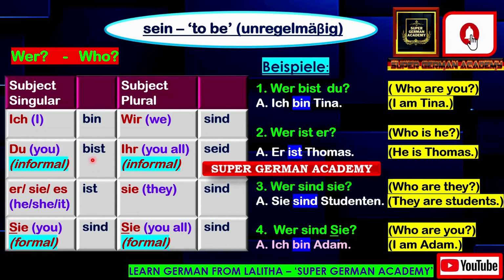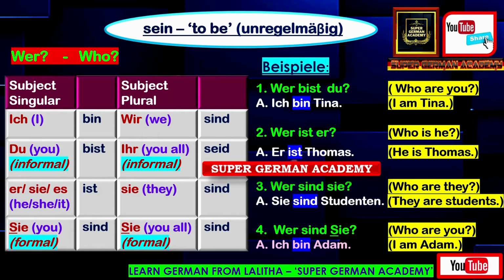Suppose you are asking the person in front of you, then she replies, Ich bin Tina. Ich bin Tina means "I am Tina". Here the conjugation for ich is bin. So you ask the other person who are you, then she replies, I am Tina. The second question, Wer ist er, means "who is he". Here er means he and the conjugation for er is ist. So Wer ist er means "who is he".